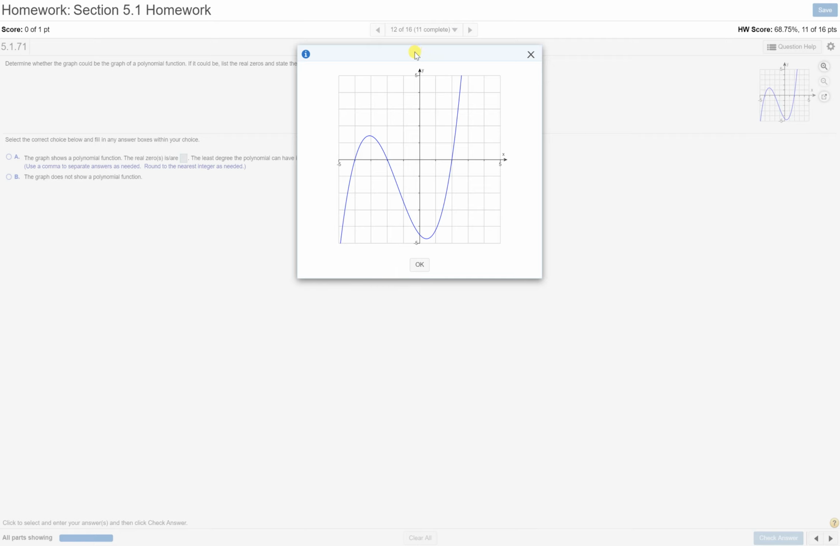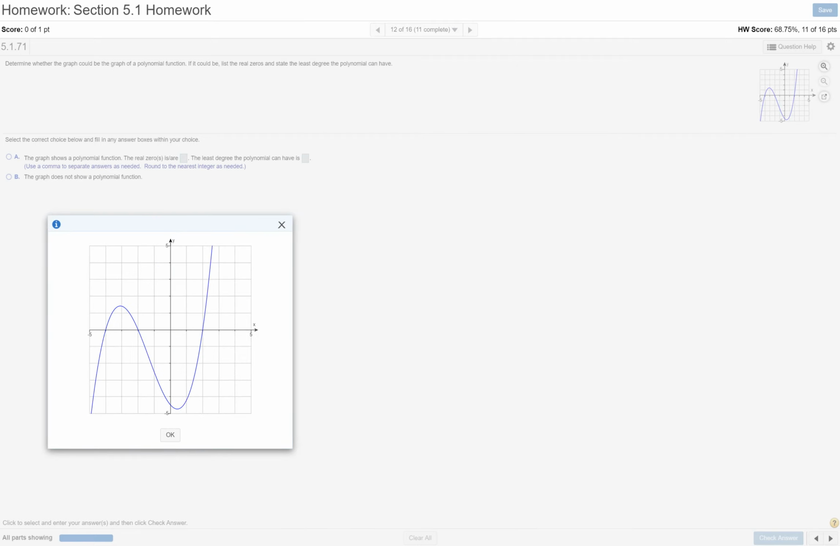Now, what are my zeros? Let's look carefully. My zeros are the x-intercepts, right? So we have 1 here, 1 here, and 1 here. 3 x-intercepts. That's going to be -4, -2, and +2. Those 3 are my intercepts.